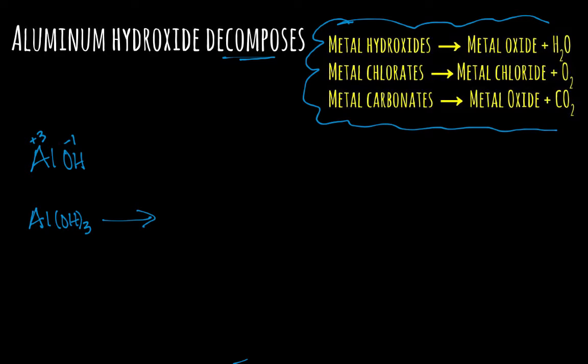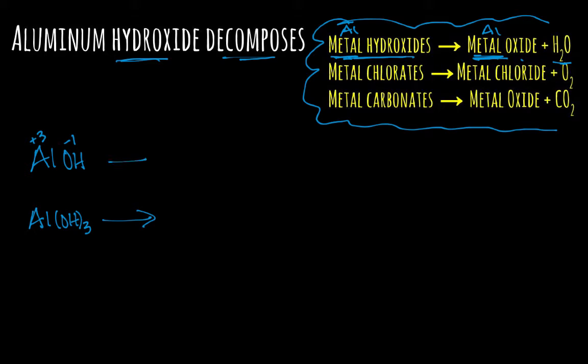So for the products, I'm going to look at what type of a substance it is. So for this one, it's a metal hydroxide. So according to my pattern, the metal hydroxide decomposes into a metal oxide and water. So the metal that it starts as is going to be the same metal that combines with the oxygen. So since my metal in this case was aluminum, I'm going to have aluminum oxide as my product.